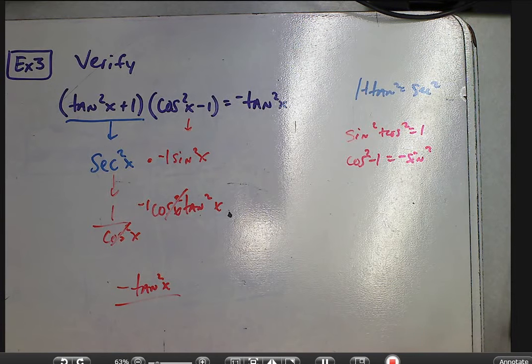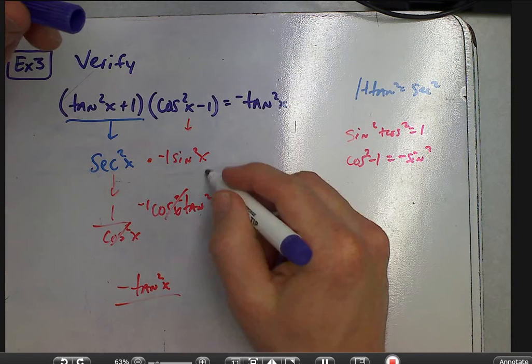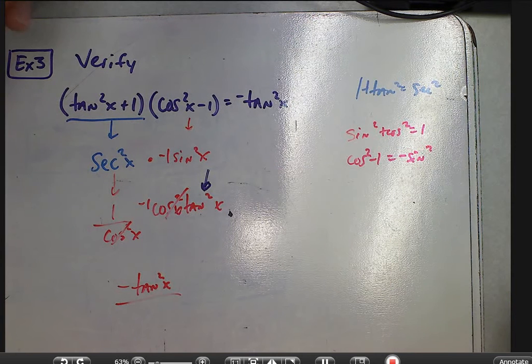Now the question you have for me, I'm pretty sure, is how on earth did he go from sine squared to cosine squared tangent squared? Well, this is what happened.